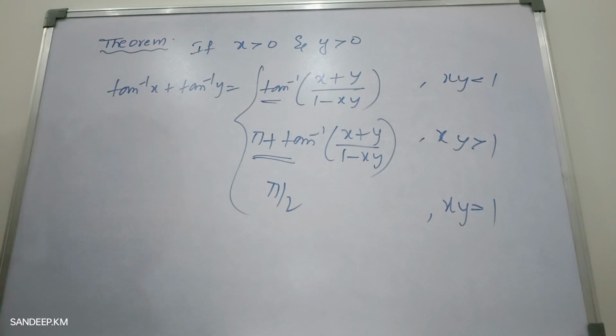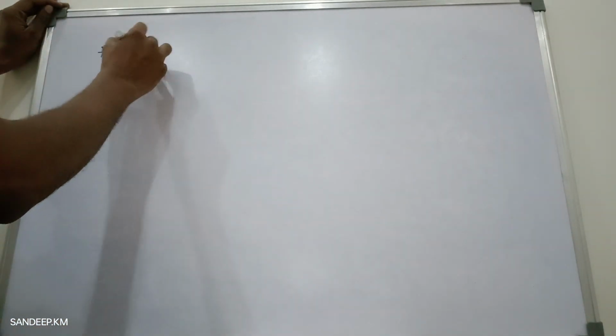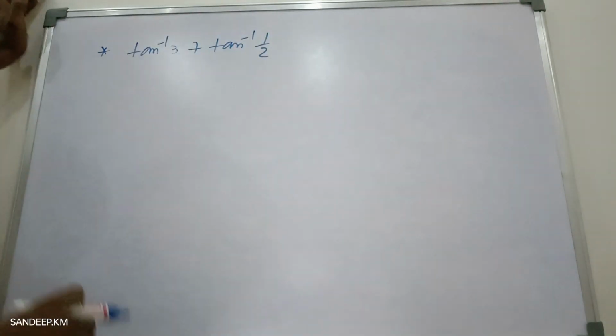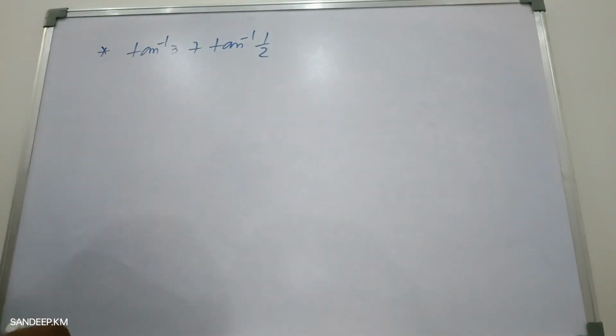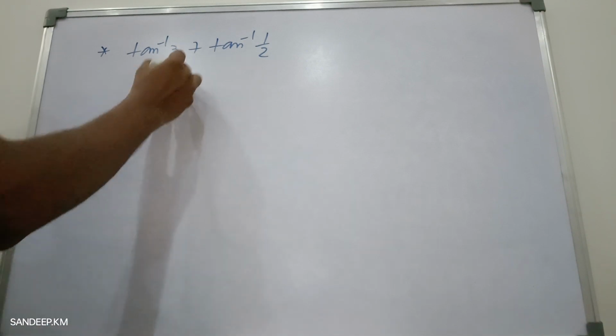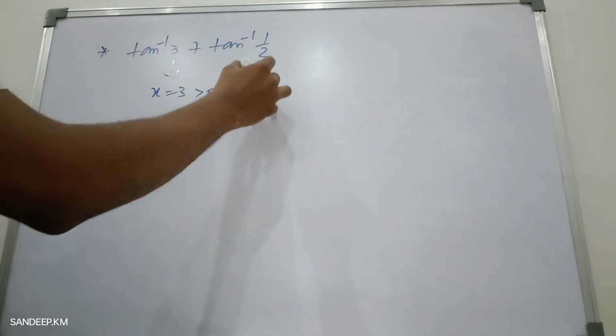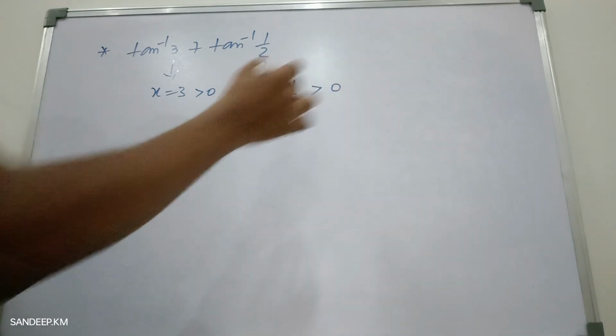Okay, so now we will see the next theorem where x is negative and y is negative. What happens if x is negative and y is negative? So before going to that theorem, a small application. Let us find tan inverse 3 plus tan inverse 1 by 2. So first of all, x is equal to 3, which is positive. y is equal to 1 by 2, that is also positive.